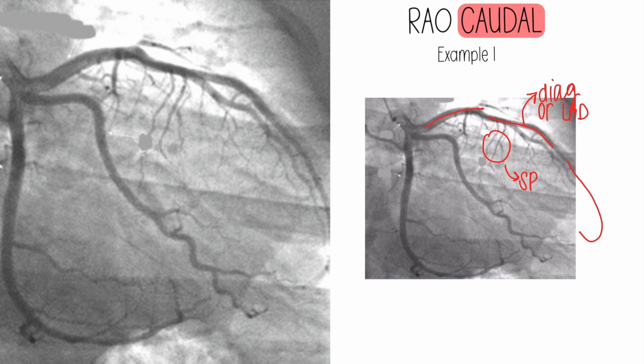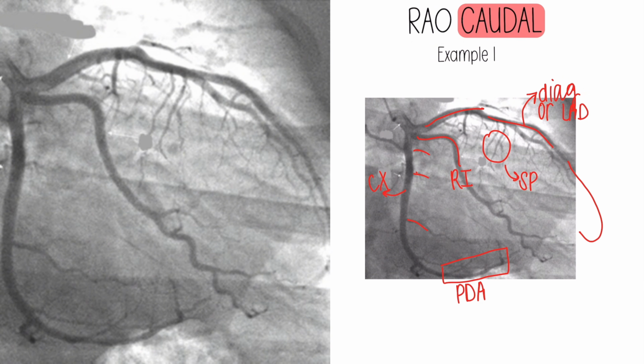This is the questionable ramus intermedius, right? Or OM1. This is the circumflex. This is a possible PDA. We will need to see the right coronary artery before we actually call it that. And there are some tiny OMs here, and you can decide if you want to call those or not.